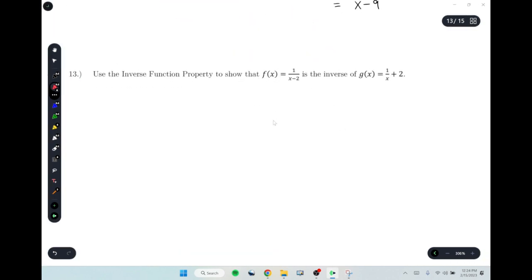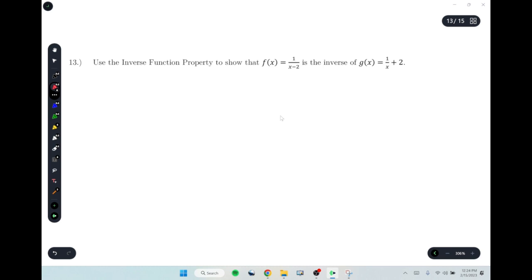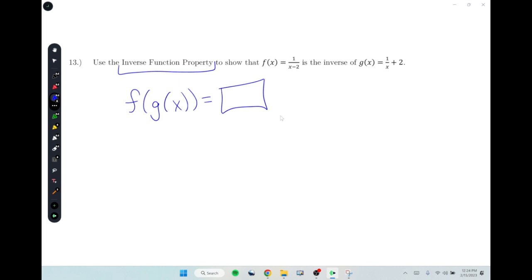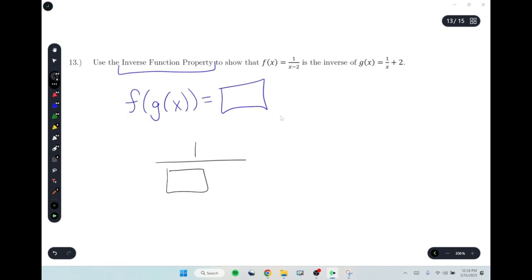But I'm going to practice a third way to do this, which is the inverse function property. It says that f of g of x better be something. Anybody remember what it is? And if not, we'll solve it and see. All right, let's solve. So, what's the outside function? 1 over x minus 2. Okay, so 1 over big old blank minus 2. And what goes in that big old blank? The next function, right?